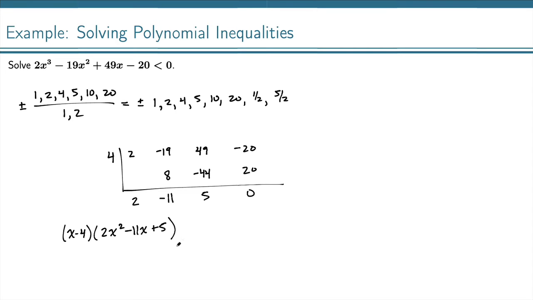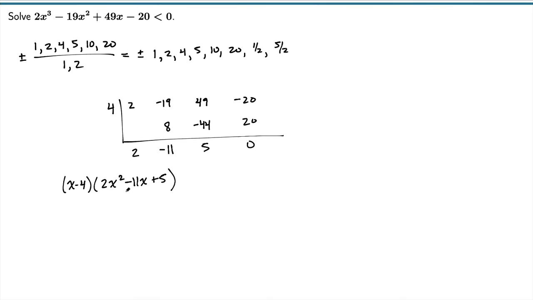And then we want to factor this here. And that's not too difficult to factor. That's going to be x minus 5 and 2x plus 1. I believe, minus 1, sorry. Okay, that works out. So that's our factored form for that polynomial. And of course we want that less than 0. So our zeros, we have x equals 4, x equals 5, and x equals 1/2.